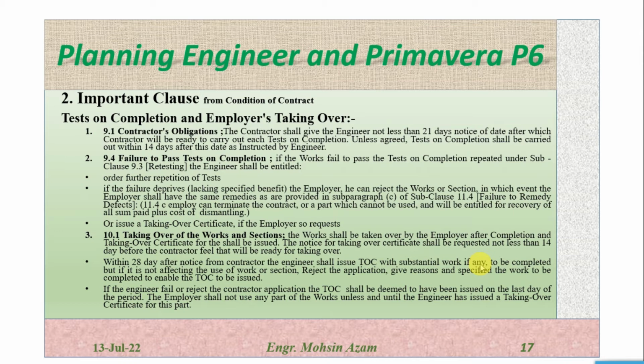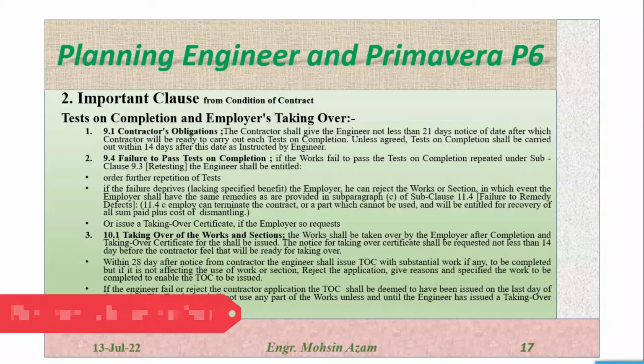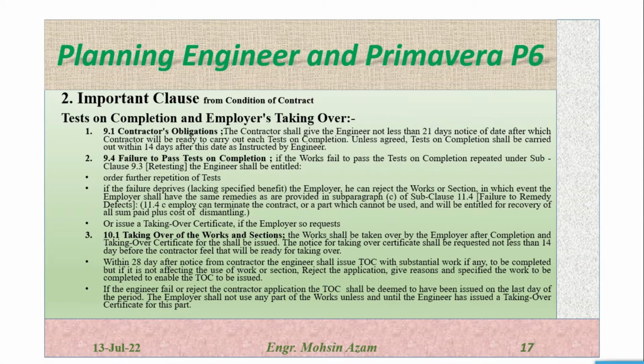So within 28 days after the engineer receives the notice for the TOC, the engineer has to issue the TOC. Either he issues the TOC for the complete project, or he can issue the TOC for a substantial part of the work. If it is not affecting the use of the works or section, the engineer can issue the substantial TOC subject to certain instructions which the contractor has to complete.